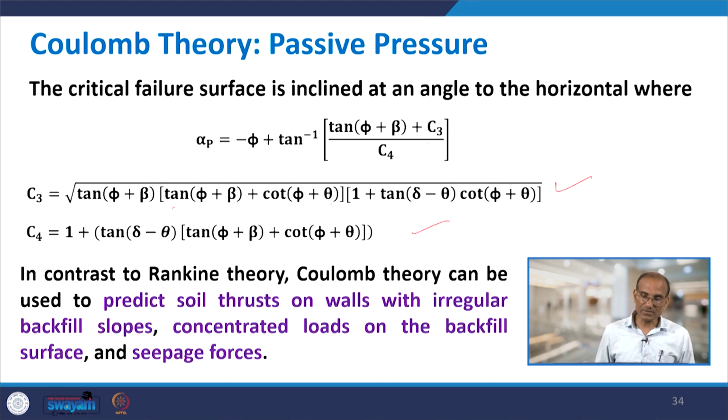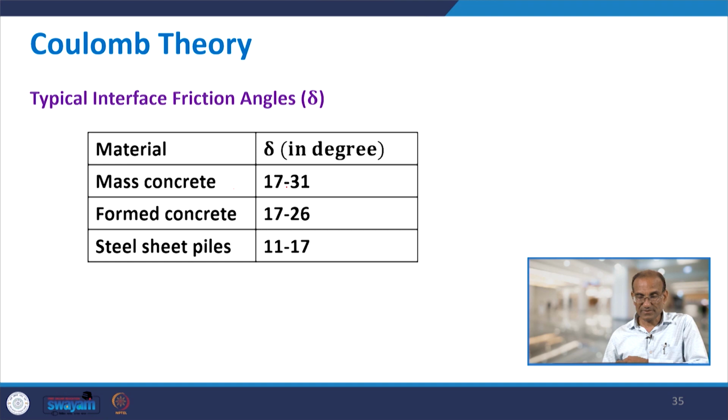So this was all about Rankine theory and Coulomb theory. We have come across the value of delta in these equations, which is the friction angle between wall and soil. The delta depends on your material. For massive concrete or framed concrete walls the range is 17 to 26 degrees. For steel sheet piles it will reduce because the steel will be smooth, so 11 to 17 degrees. Accordingly we can select the values.